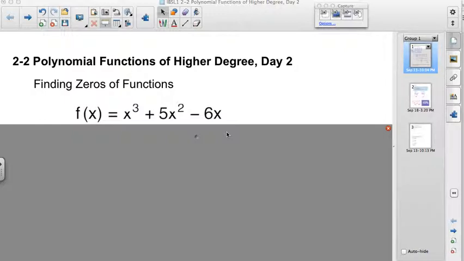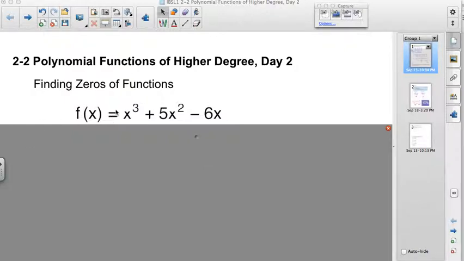And particularly here, we're looking at ones that we can factor. So we'll look a little bit at the reviewing of factoring and then also how that impacts the graph. And then we'll look at some multiplicity of zeros as well to finish off the lesson. Alright, so starting with this example, f of x equals x cubed plus 5x squared minus 6x.